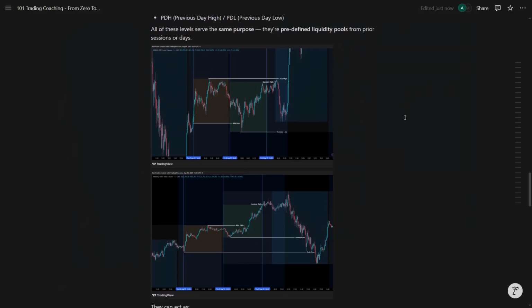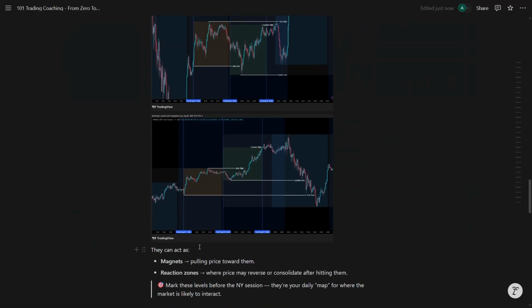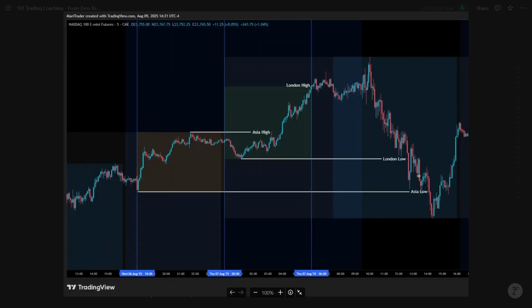They can act just like any other key level. They can act as magnets, pulling price towards them, or reaction zones where we might expect a consolidation or reversal. So, for example, in this example, we came down during New York to the Asia low, and we gave a reaction to take longs. We manipulated down to them, and then we gave an entry confirmation up. So in here, you could have taken a long.